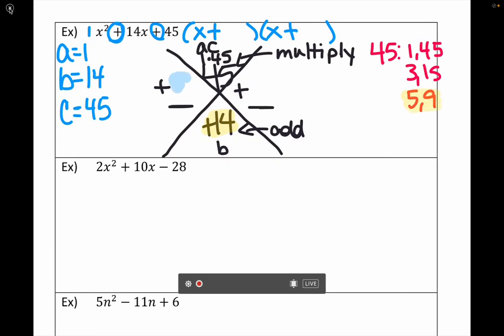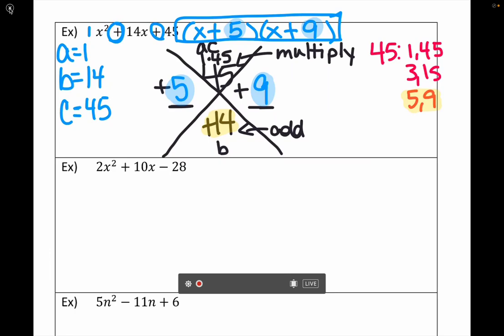So I'm going to put 5 and 9, and those are going to be my numbers that go here. So I can say x plus 5, x plus 9, okay? And that is going to be my answer. If I distributed x plus 5 times x plus 9, I will get x squared plus 14x plus 45, okay?